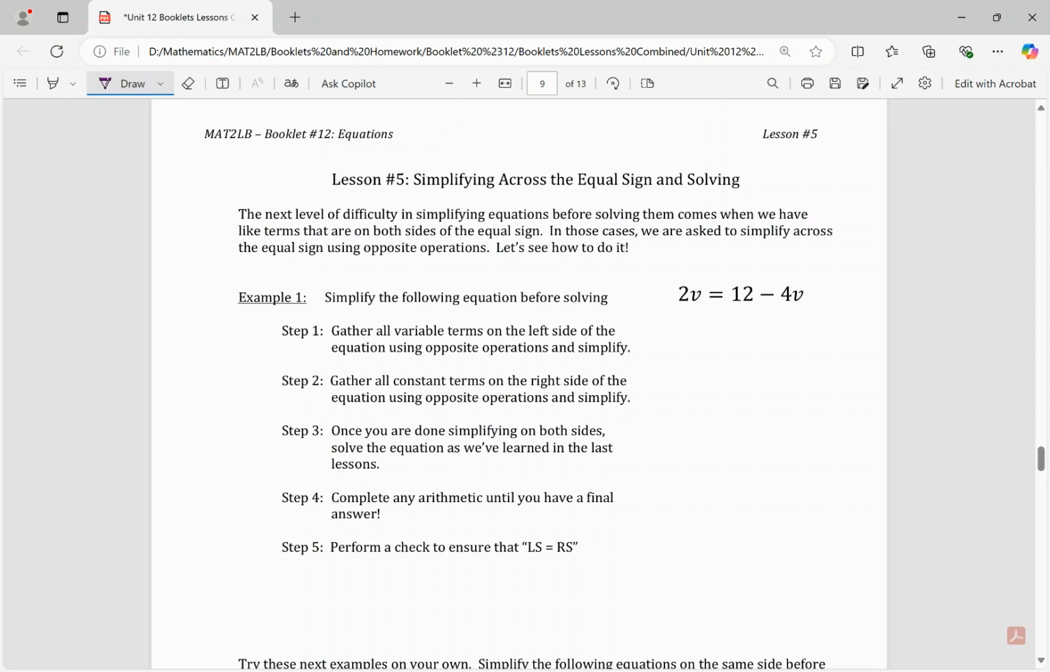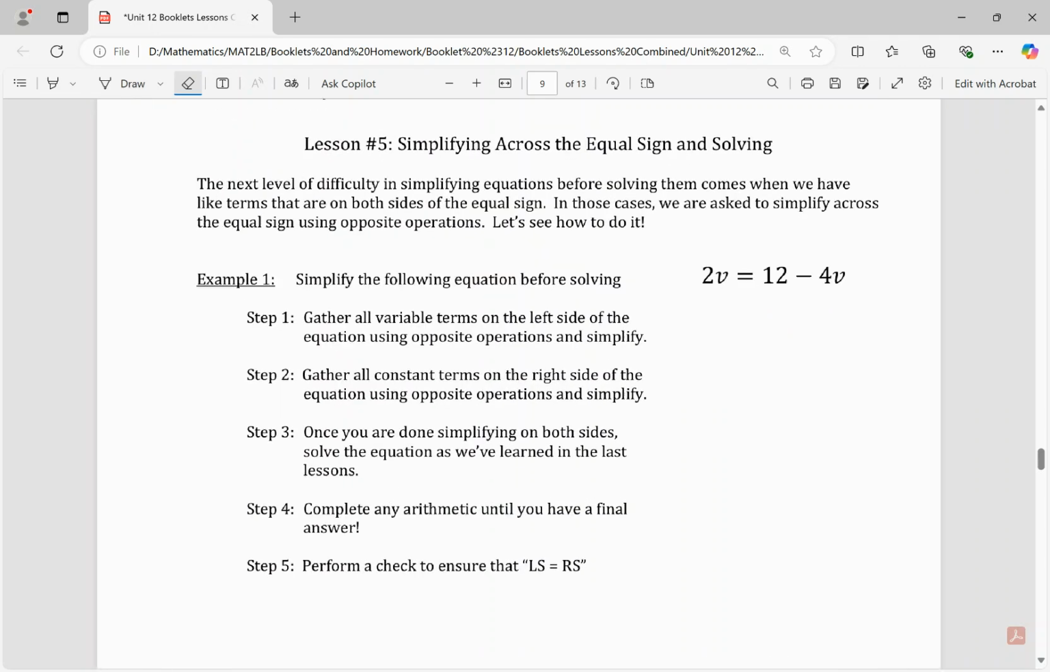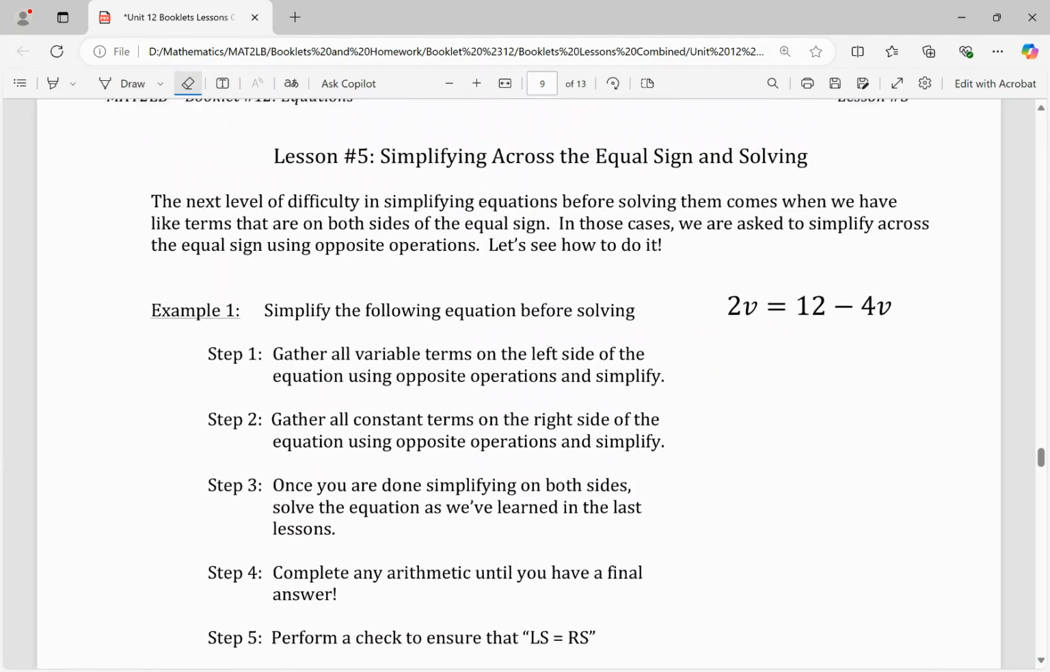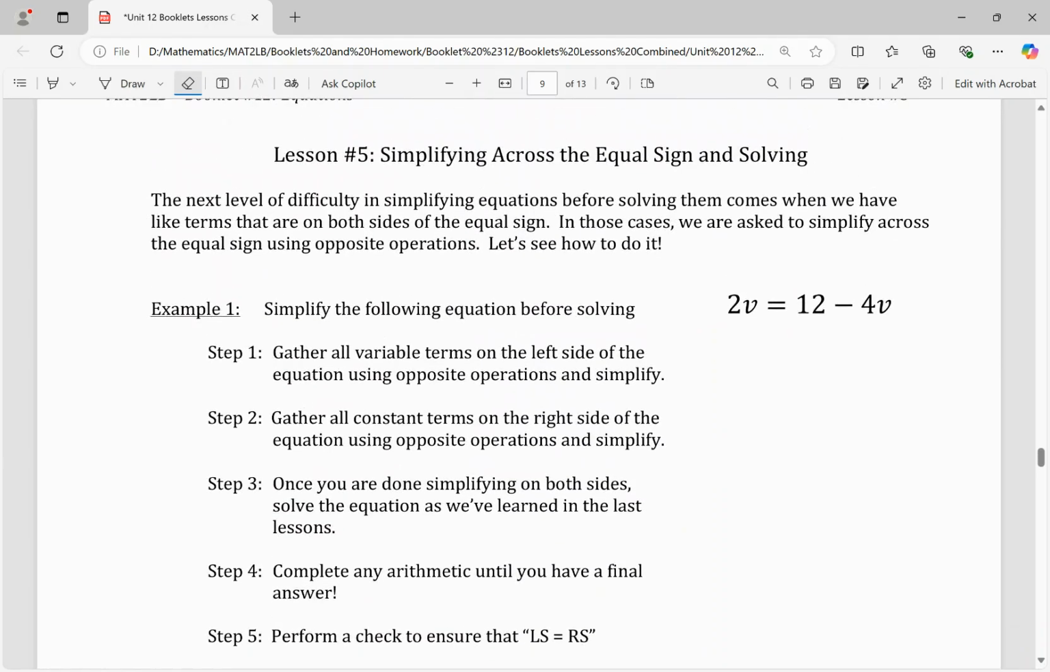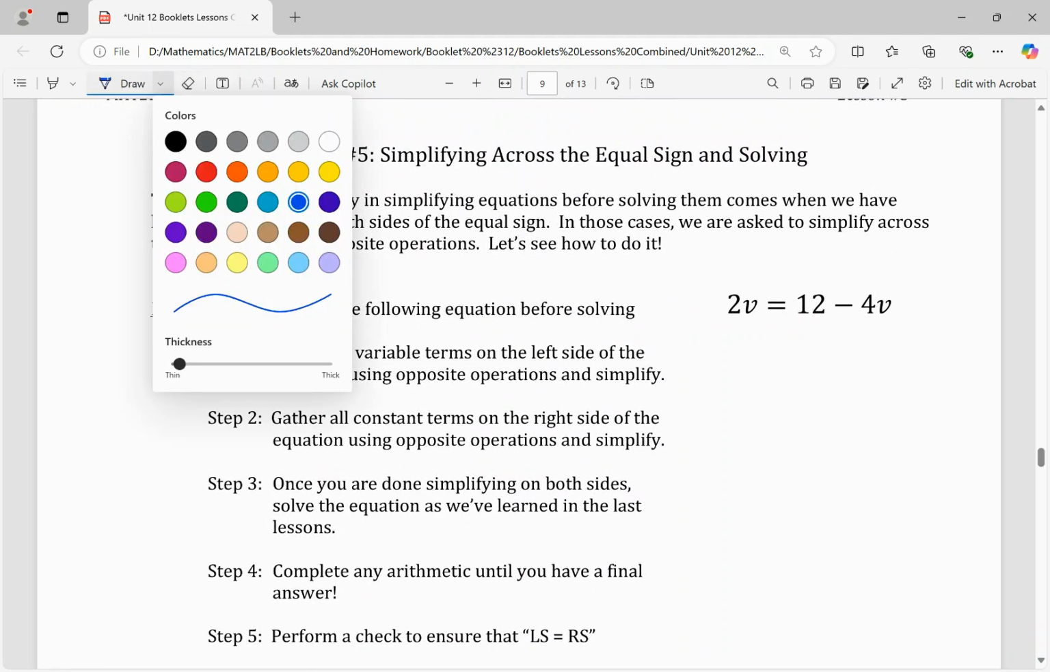had two terms with a variable, but they were on the same side of the equal sign. In this lesson, you are going to find that you have some of your variables on the left-hand side and some on the right-hand side of the equal sign. So we need a way to manage that. Now, technically, you already have the tools to manage that. We are going to use opposite operations. But sit tight because it can get quite a bit trickier.